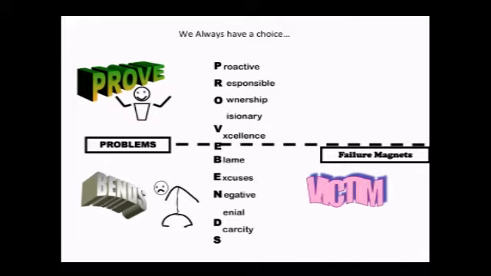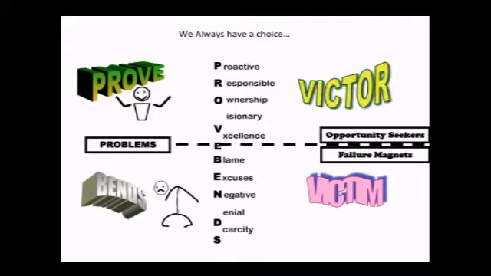The victim, these are failure magnets, and we've all heard of the law of attraction. The law of attraction works in the other direction as well. So it's really important to keep that positive mindset, because when you are a victor, you are an opportunity seeker, and you become more aware of those opportunities that are around you, and success will follow. So don't be a victim.